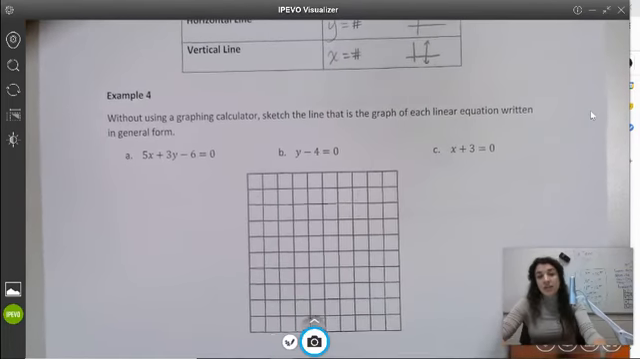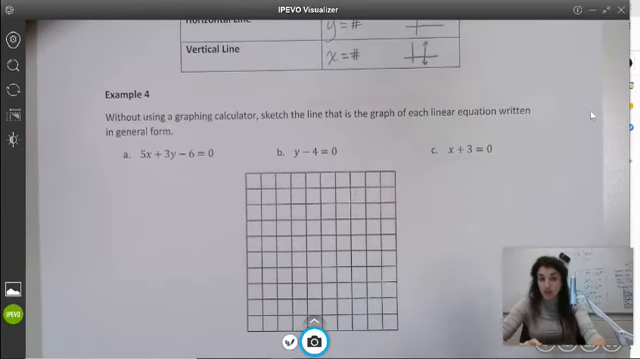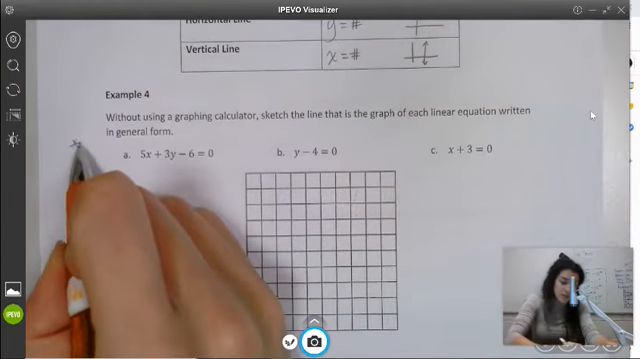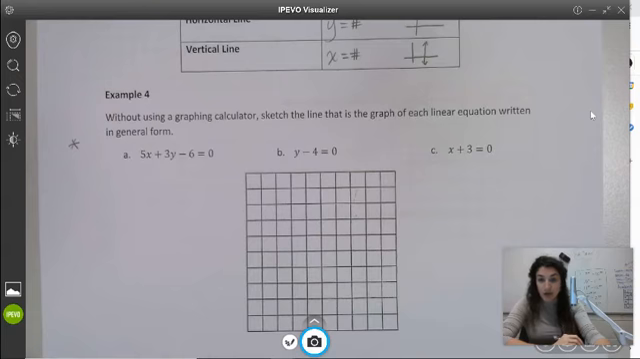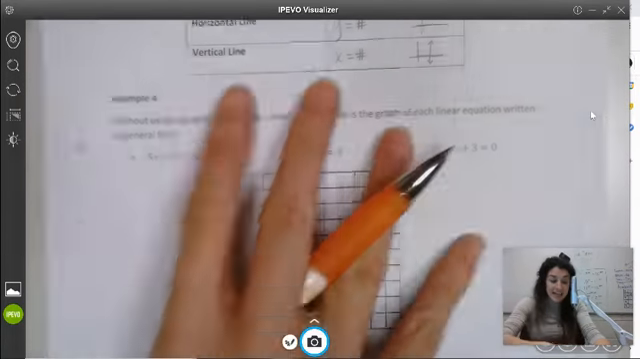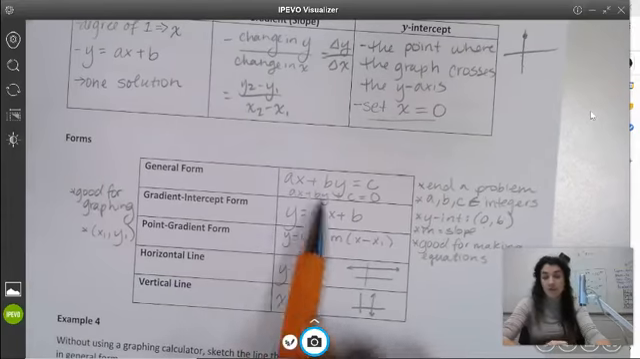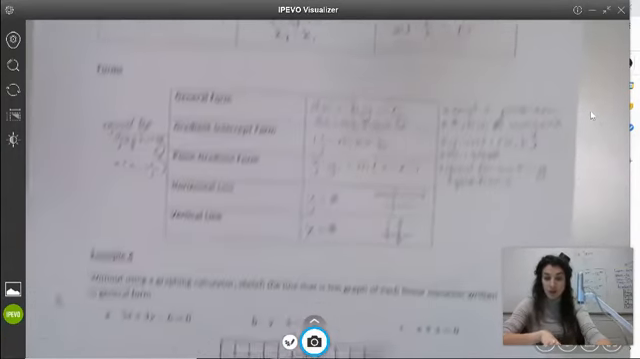Without using your calculator, I want you to sketch the line that is the graph of each linear equation written in general form. So these are all written in general form. A great way to graph it is which form? Which of the forms above would we like to use in order to graph? As I said above, the best form for graphing is your y equals mx plus b, your slope-intercept or gradient-intercept form.